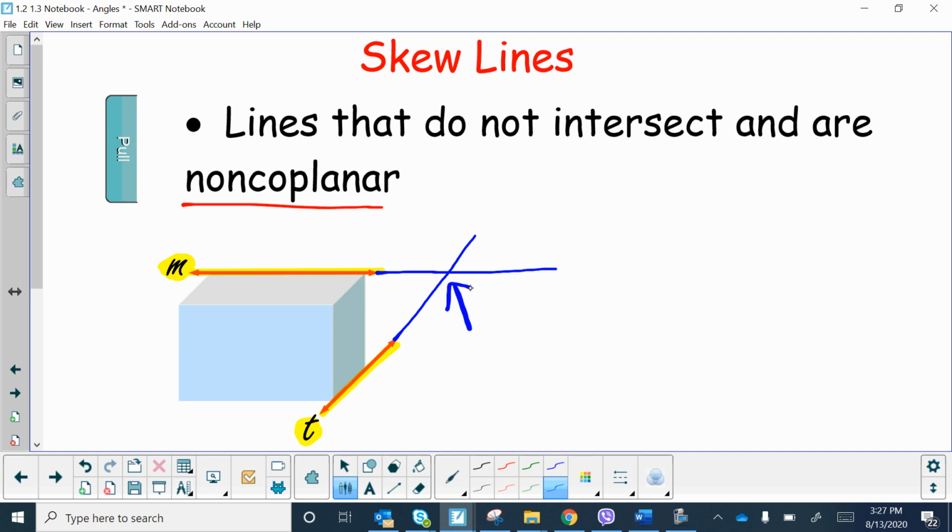I know it's kind of hard to imagine that in your room right now, but if you can just look around and see which two lines would not intersect and are not on the same plane, meaning not on the same wall of your bedroom, those would be skew lines. Okay, so I'm going to go ahead and cross that out because they do not intersect, because one is lower than the other. Gotta think 3D.